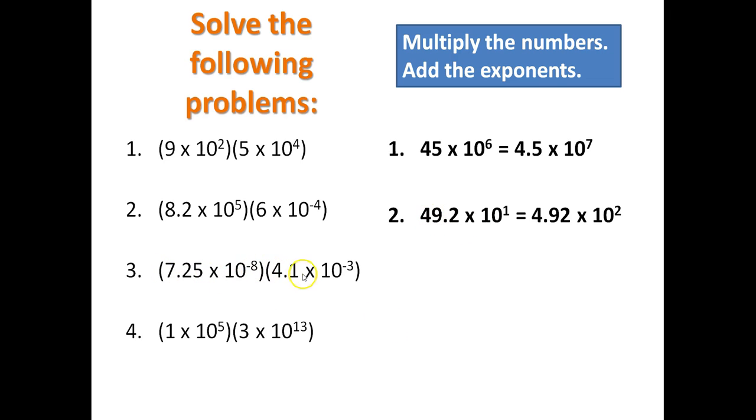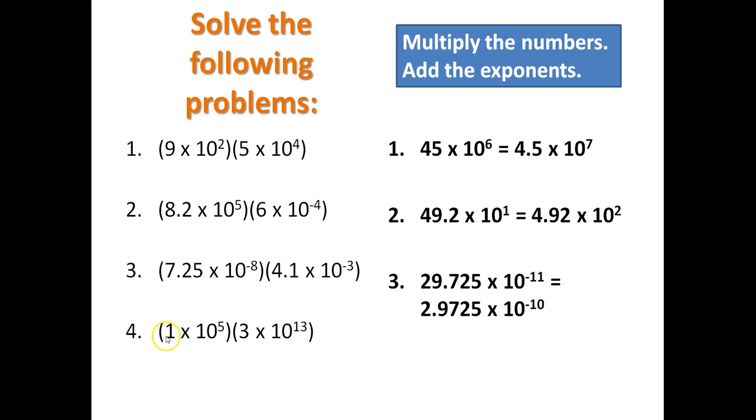7.25 times 4.1, because I'm multiplying my numbers, and I'm going to add my exponent. Negative 8 plus negative 3 is negative 11. So I have 29.725 times 10 to the negative 11th. I need to move my decimal 1 place, so it needs to get higher. So 2.9725 times 10 to the negative 10th. Oh, I forgot to tell you, please pause this tutorial at any time so you don't have to listen to me and you can solve the problems on your own. Yes, you do have permission to do that.